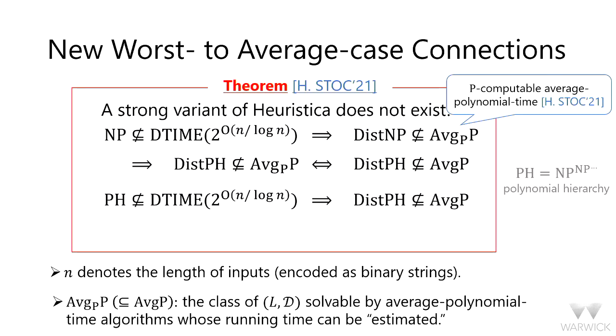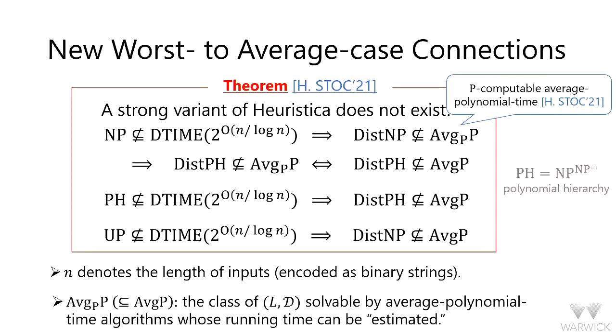And in the case of pH, we have a much cleaner result, which shows that if pH requires time 2 to the order n by log n, then pH is hard on average. And if we consider a subclass of NP, we can also show that if UP requires 2 to the order n by log n, then we can prove NP is hard on average with respect to the standard notion of average case polynomial time. So that's what we can prove.